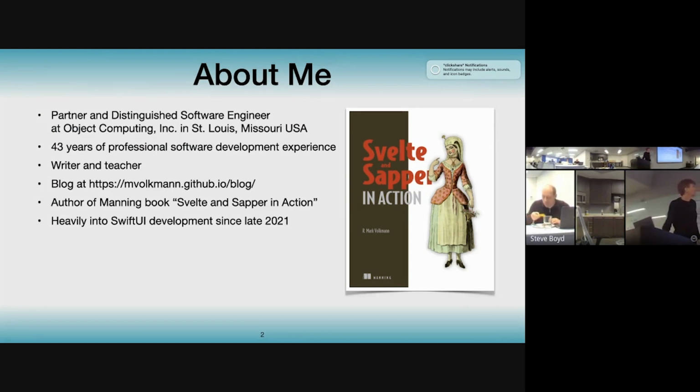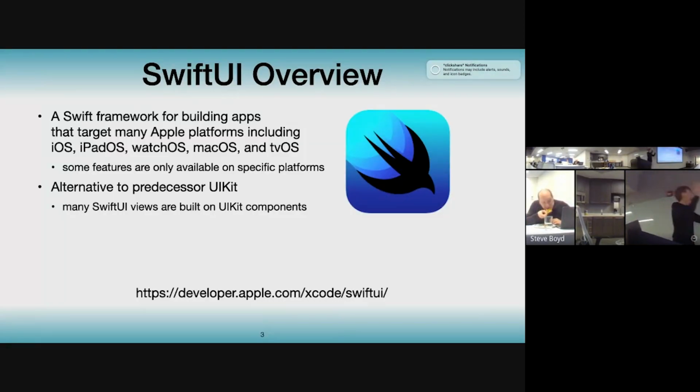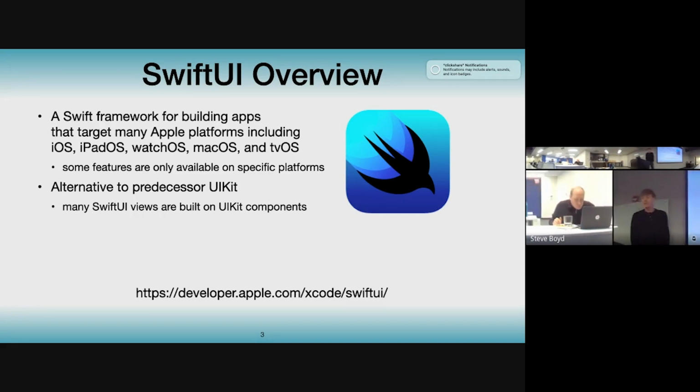This is more for a conference talk. So what is SwiftUI? Well, it's a framework from Apple for building all kinds of applications for their platforms, like iPhone, iPad, Mac, even tvOS. Some of the features in SwiftUI are specific to a certain platform, so a lot of your code will work across all of them, but not all of it. It is an alternative to the framework that came before this, called UIKit, and many of the SwiftUI views, and we'll be talking about what views are in a bit, a lot of them are UIKit components.